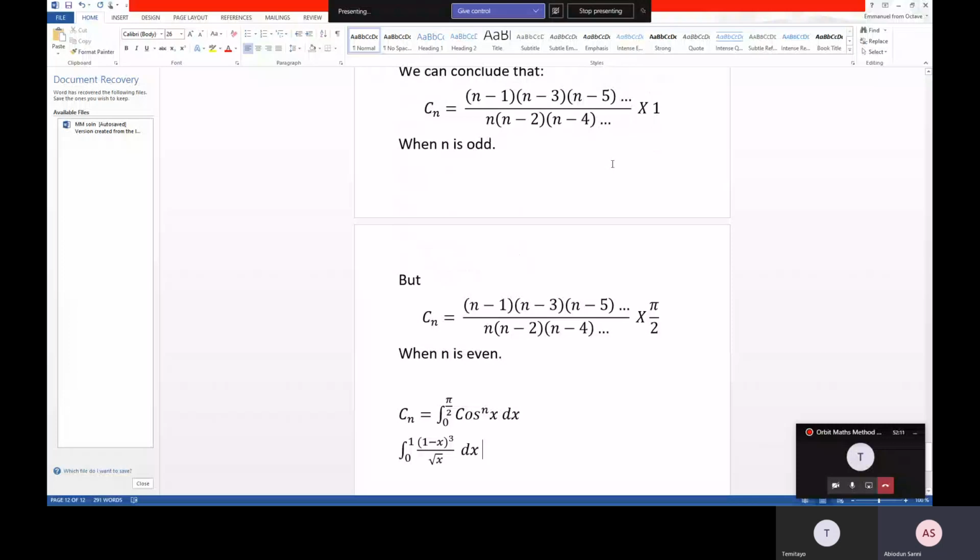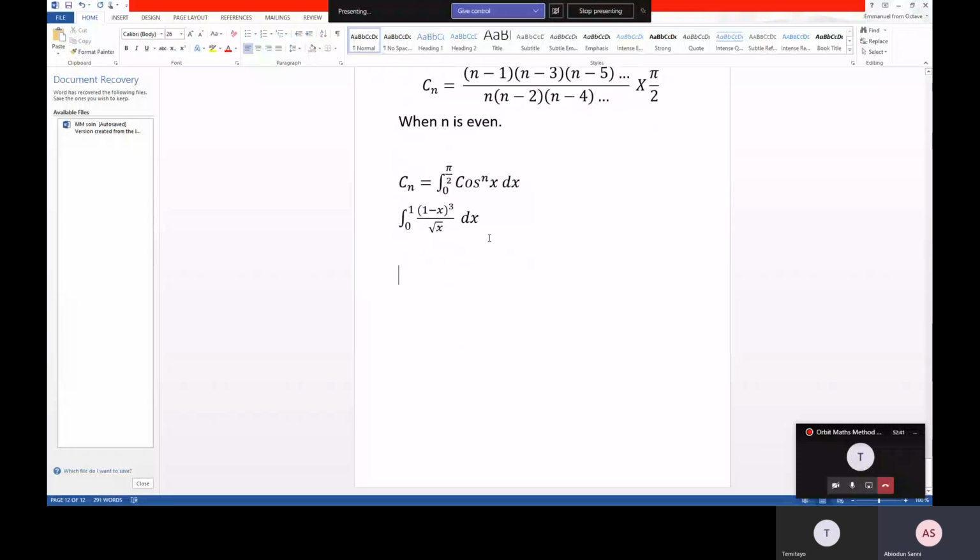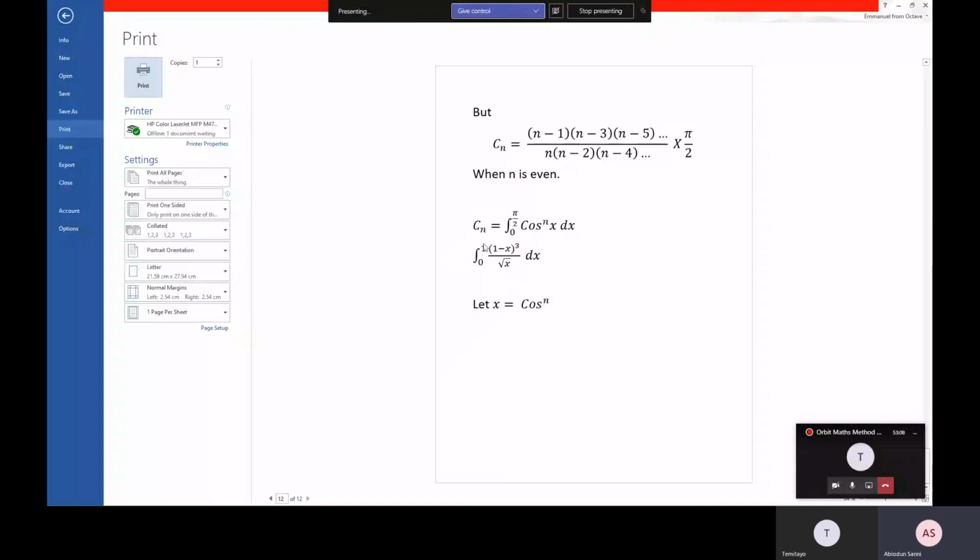So I have an idea in mind. We are going to transform x to become a trig function. So I'm going to make a substitution. So let x equal sin squared y.